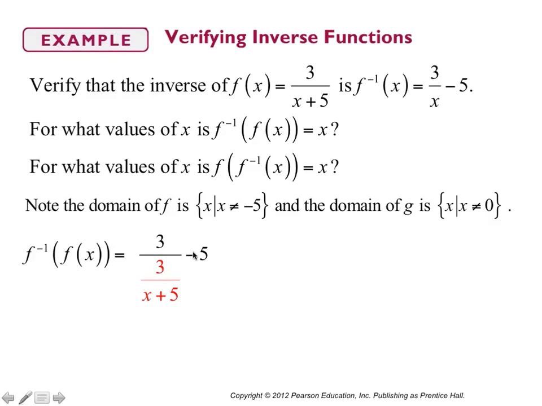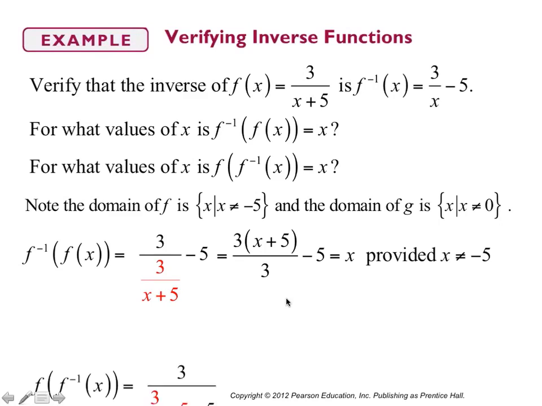So if we go ahead and take our f of x and we plug it in to our f inverse, we have 3 over x minus 5, so two fractions minus 5. And if we go ahead and multiply by x plus 5 over x plus 5, we're going to be left with 3 times x plus 5 over 3 minus 5, which is going to be x, provided that x is not equal to -5, because we know if x is equal to -5, that causes us to have a 0 in our denominator, which is never any good.